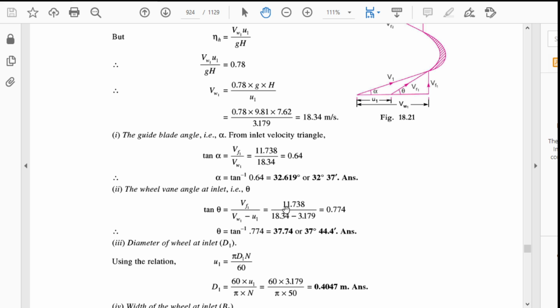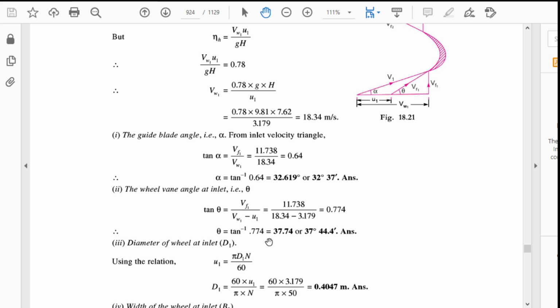The vw1 value is 11.738, and this subtraction is written here. You will get the value of theta as tan inverse of 0.774, which gives 37 degrees 44.4 minutes. So 37 degrees 44.4 minutes is the value of the wheel vane angle at inlet.